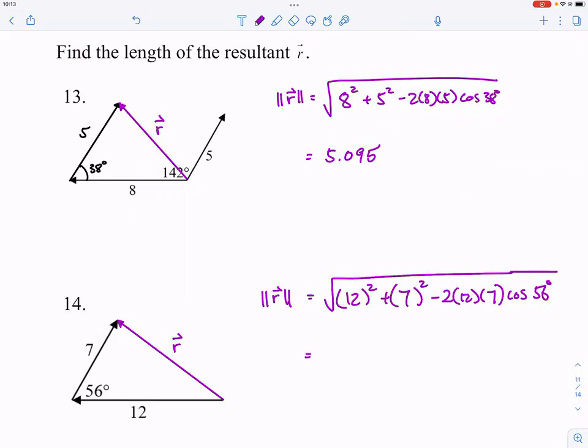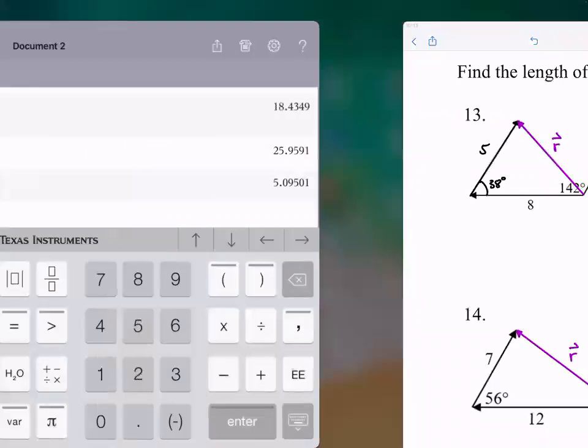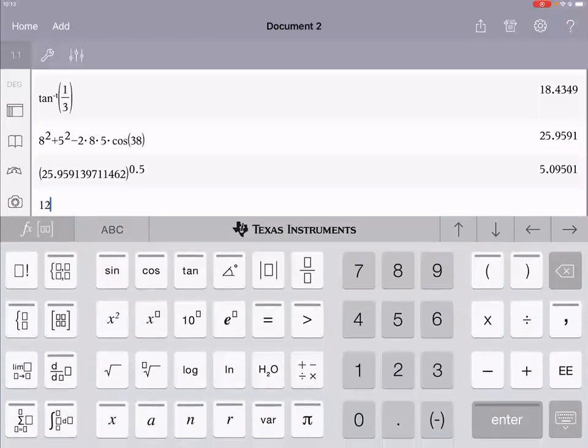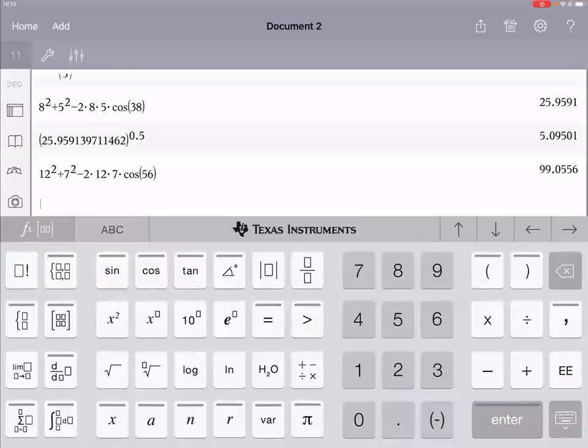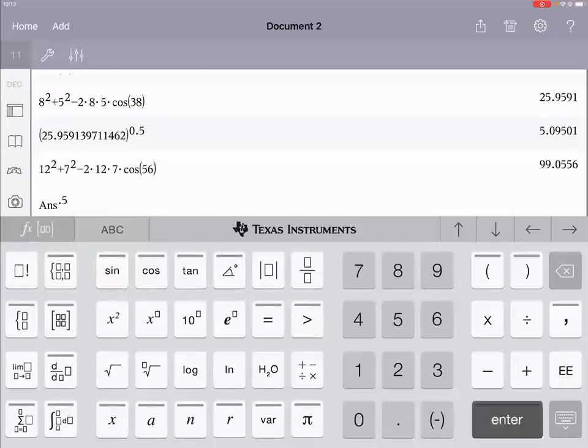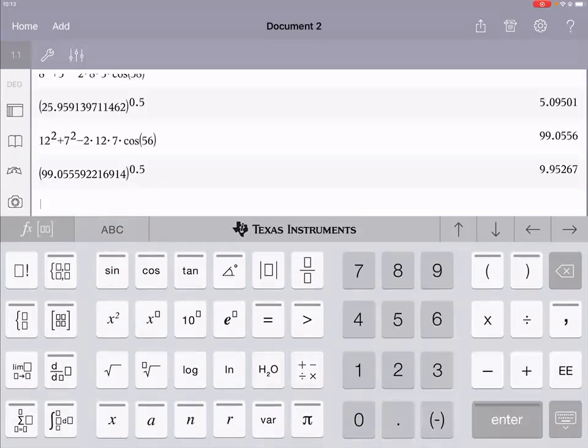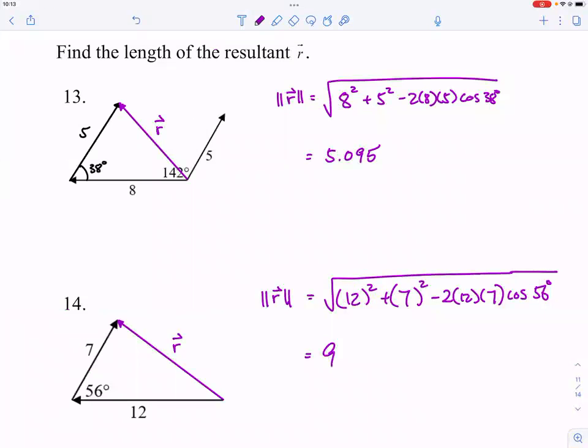Okay. All right. So 12 squared plus 7 squared minus 2 times 12 times 7 times cosine of 56 degrees. And then all raised to the 1/2 power. And that's 9.953 units. Okay. So you still need to know your law of cosines from early on.